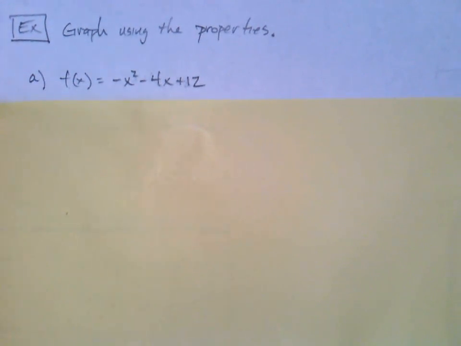Okay, here we go. Part A, f of x equals negative x squared minus 4x plus 12. Let's try it out.